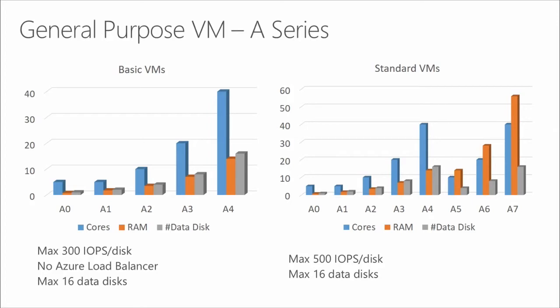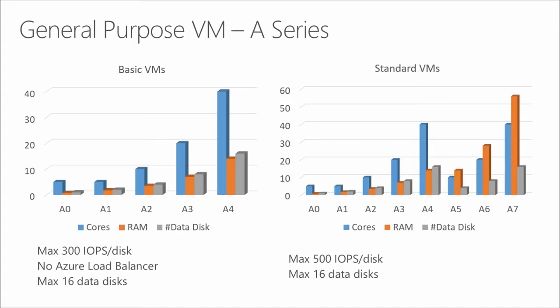So the general purpose VMs, the A series, fit into those two categories. Basic VMs have a maximum of 300 IOPS per disk. And that's going to cap. So if you add a couple of disks, the number of IOPS will be limited at 300. The basic VM has absolutely no access to the Azure load balancer. So if you want to create, let's say, a cluster of VMs that are load balanced on the networking side, you will have to go to a standard VM.